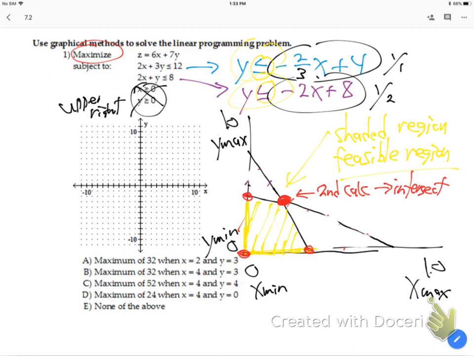Second calc, intersect, enter. I got 3, 2. Did y'all get 3, 2? 3, 2 for that. So that's the intersection of the two lines. Get that one off your calculator, 3, 2. Okay, how do I get, let's say, this one right here?